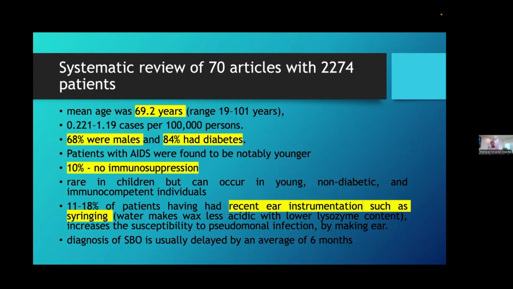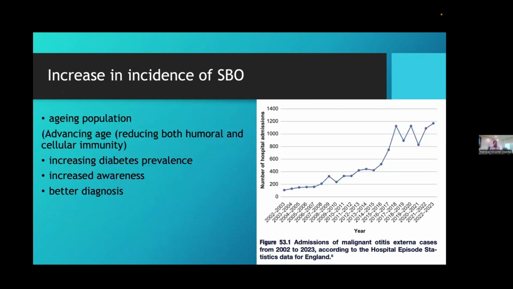Diagnosis of skull base osteomyelitis is usually delayed by an average of 6 months, again because of lack of suspicion and lack of clear-cut diagnostic criteria. There is an increase in incidence of SBO, as we have an aging population, an increase in diabetes prevalence, and increased awareness and better diagnosis. We are having a lot more skull base osteomyelitis patients in our institution, in our hospital. And this is one hospital in the UK where they have seen the number of patients increase over the last 10 years.